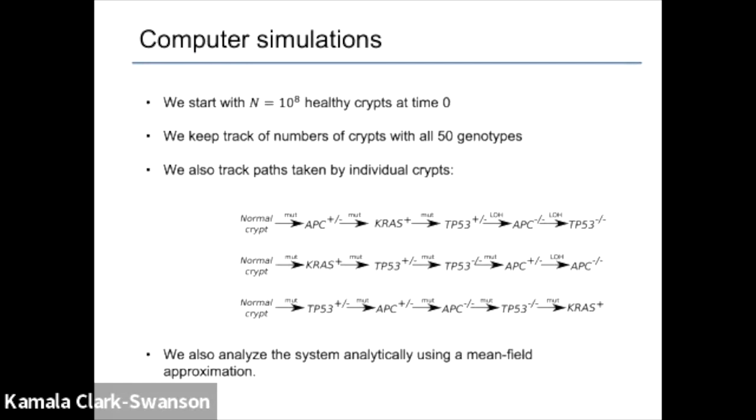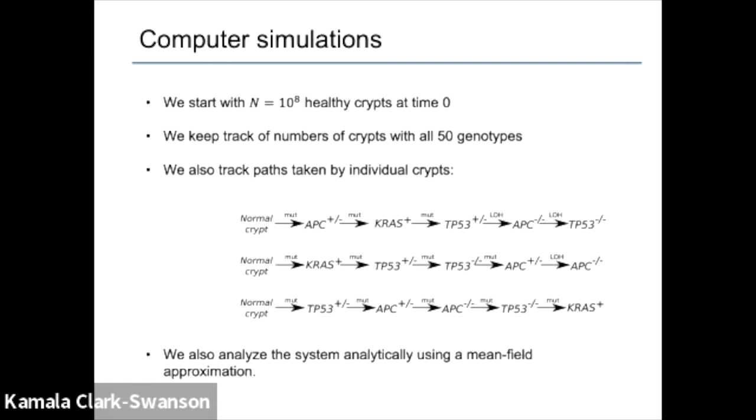But also what is important is that in most simulations, no crypt will reach malignancy within 80 years, which is what we looked at. So some crypts will only stop after 2 or 3 steps, for example.